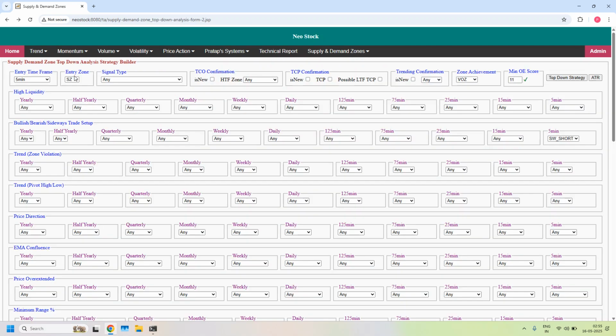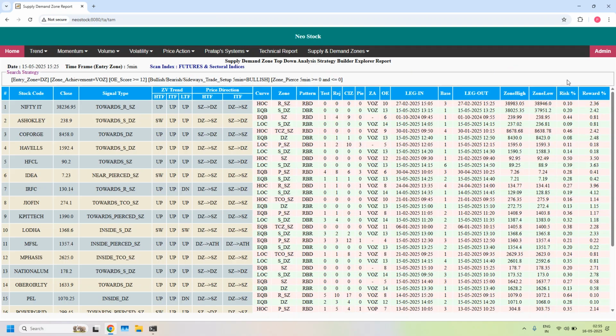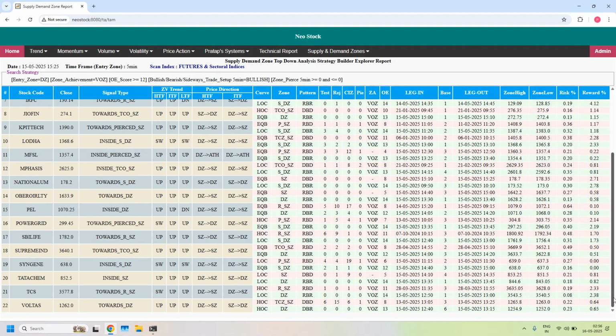Next, bullish trade setup, entry zone, demand zone for 5 minutes time frame, and also here at 5 minutes I am selecting bullish. The only change is the odd enhanced score should be 12. Let's filter. We got a very big list. First 15 stocks in the list. Scrolling the list down. Total 22 stocks are filtered.